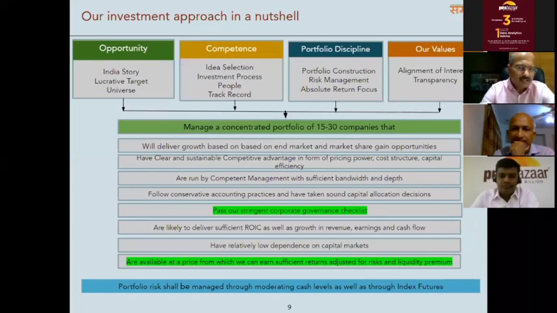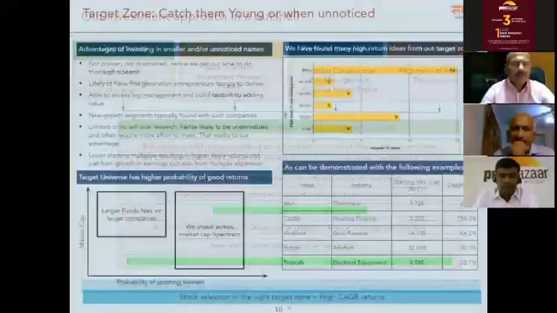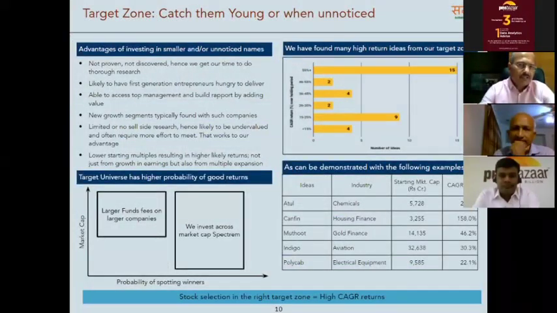The other important thing is how we understand value, and this is where we also believe that we are unique. We have a very, very detailed process to understand value, and only if a stock meets our criteria do we invest. Our target zone is both young companies, small and mid-sized companies, as well as sometimes large companies if we find that they are not noticed by the market.